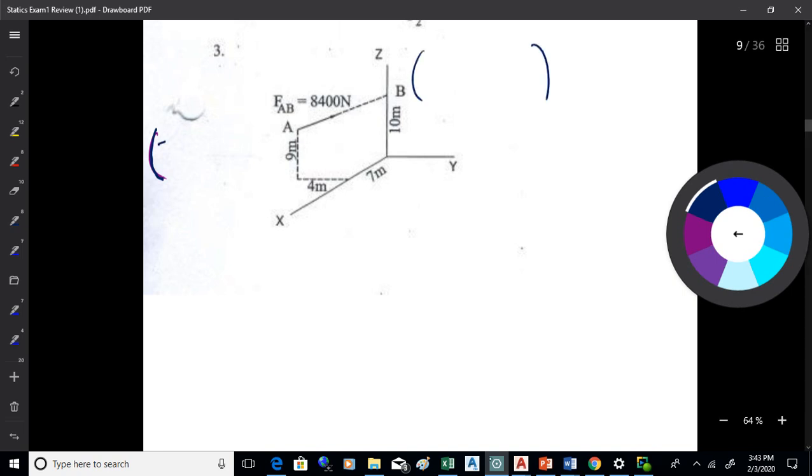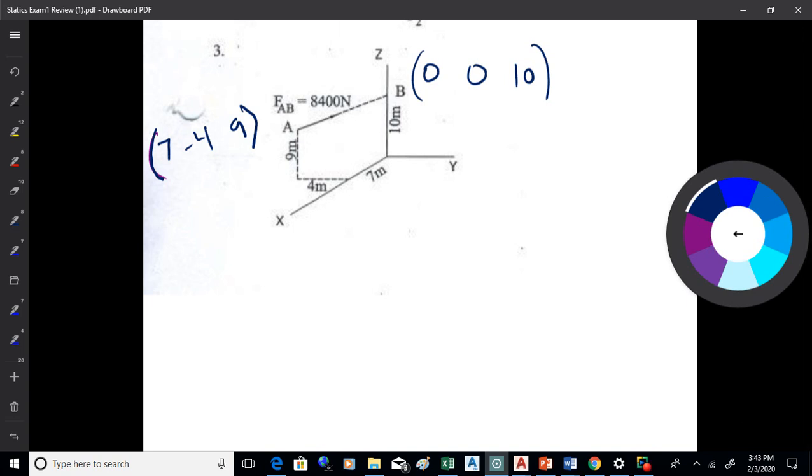So we got 7, -4, 9, and 0, 0, 10. Okay, we good on that? So we want to be able to read those coordinates, okay?